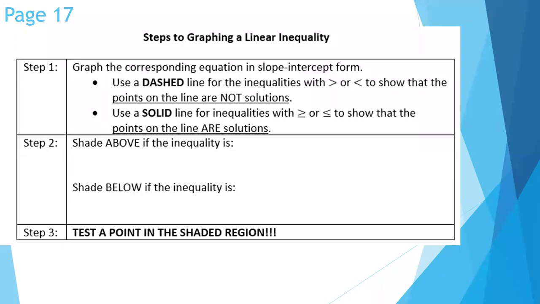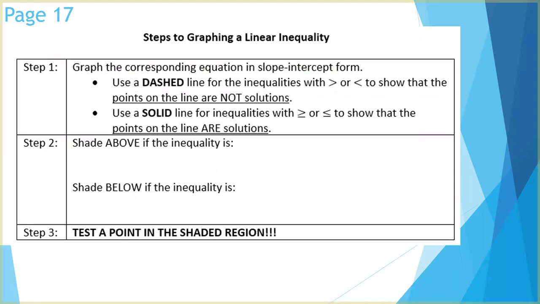So today we're going to review how to graph an inequality. The first thing that you want to have in your notes is that if it is greater than or less than, it's a dashed line. Greater than or less than, we're going to use a dashed line. And the points on the line are not going to be solutions.